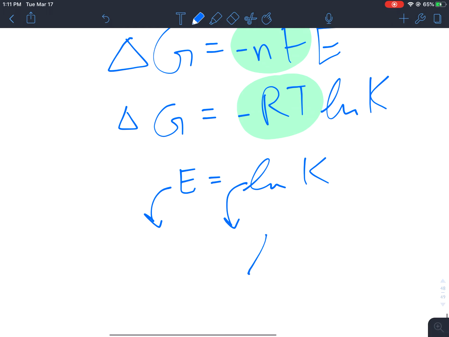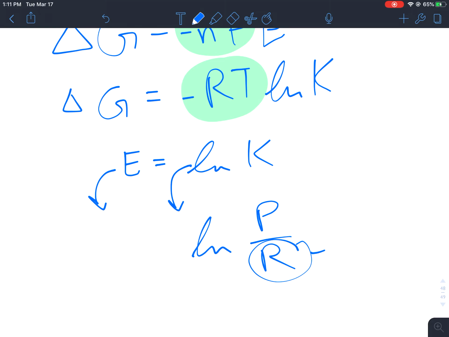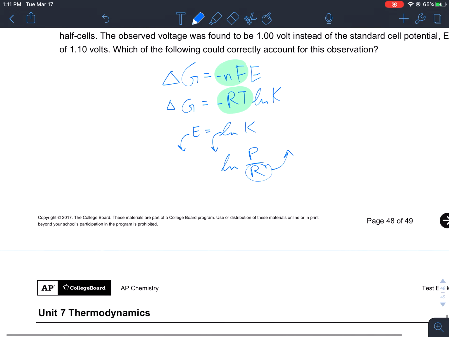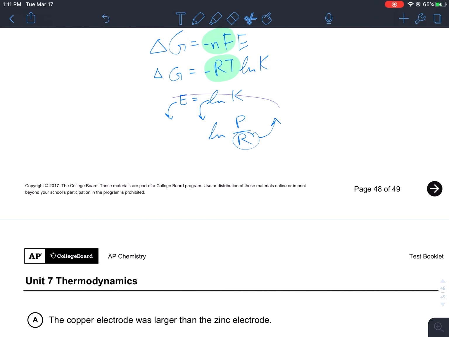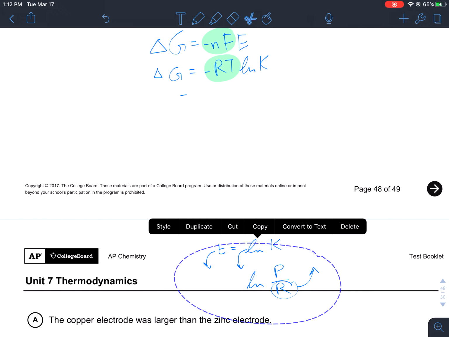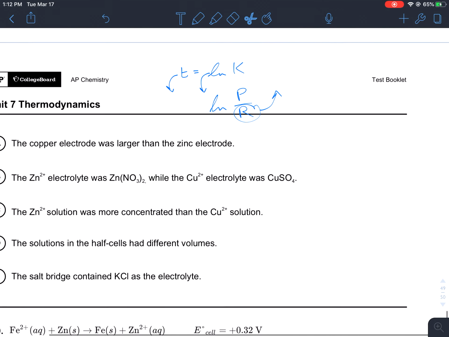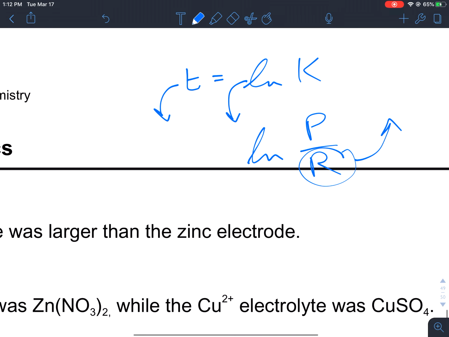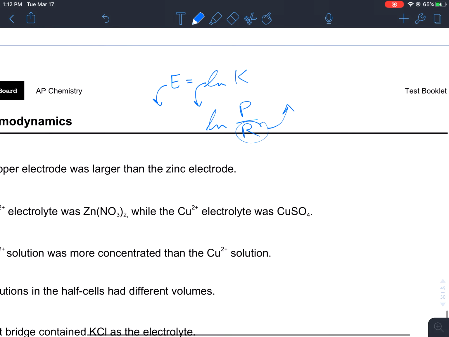How does ln K have to decrease? Well, K is products over reactants. If you want that number to get smaller, you have to increase the amount of reactants, yes? You have to increase the denominator to get that number to go lower. So we want more reactants. All right, what could be correctly said about this? Let's bring this down with us so we know. Okay, so we want more reactants.